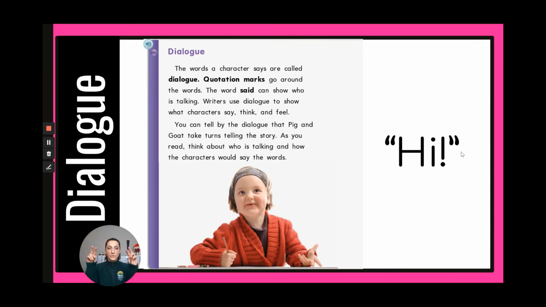So when you see those quotation marks, it means the character is saying those words. So the story you're about to read, The Big Trip, is told by two characters, the pig that you saw in the picture and a goat who is his friend, okay? So enjoy the story. When you are done with the story, you are going to fill this out, okay?